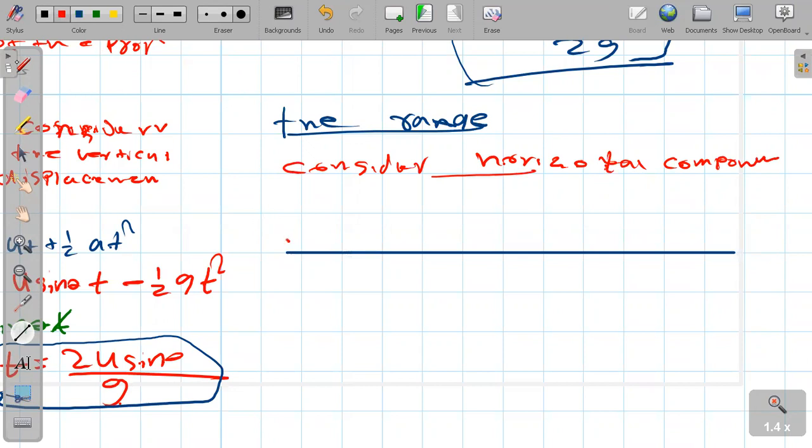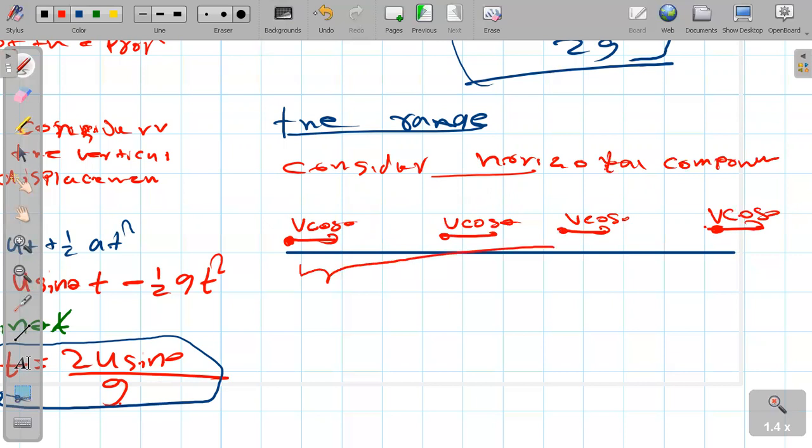At the beginning, what is it? V cos theta. Here, it is still V cos theta. At this point, it's V cos theta. At this last point, it is still V cos theta. Right. The total range is what?